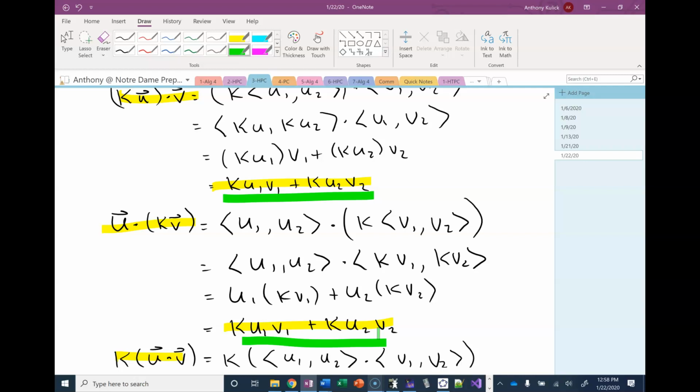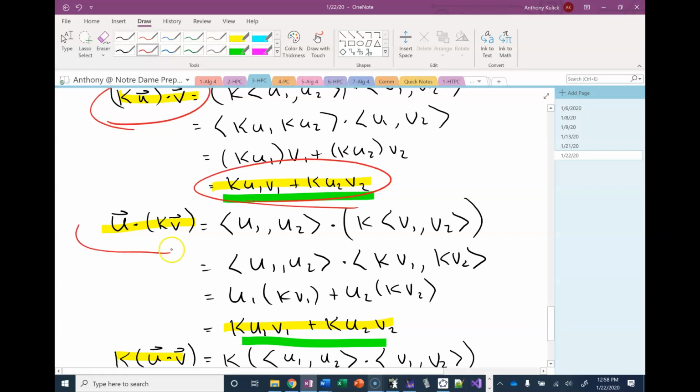Basic geometry logic. If A is equal to B and B is equal to C, what can you say? A is equal to C. That's exactly what we've shown here. This is A, this is B. This is C, this is B. So A and C are equal, right?